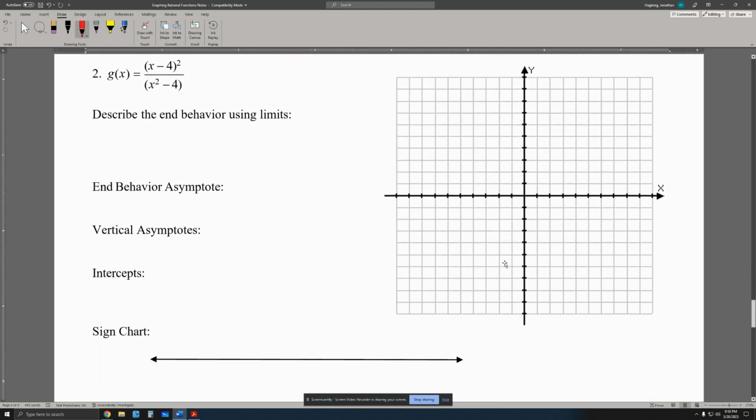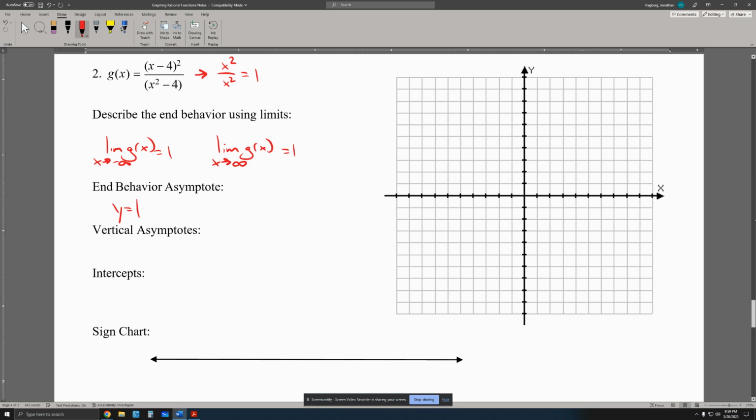All right, let's try another. So g of x, describe the end behavior using limits. This is going to approach x squared over x squared, which reduces to just 1. So the limit of g of x as x approaches negative infinity is equal to 1, and the limit of g of x as x approaches positive infinity is also equal to 1. So the end behavior asymptote is y equals 1.